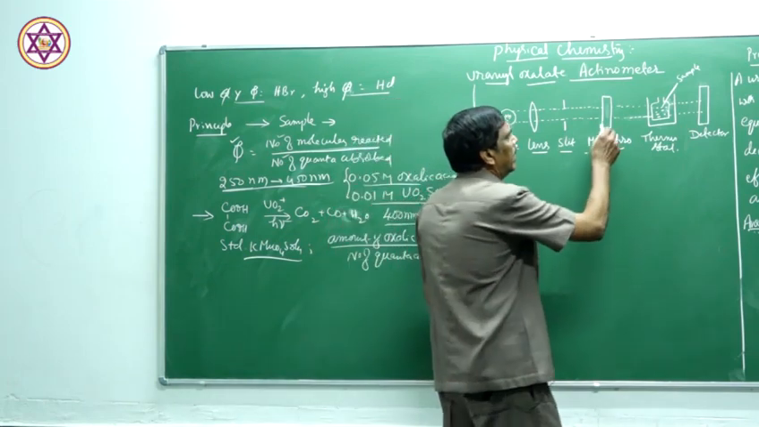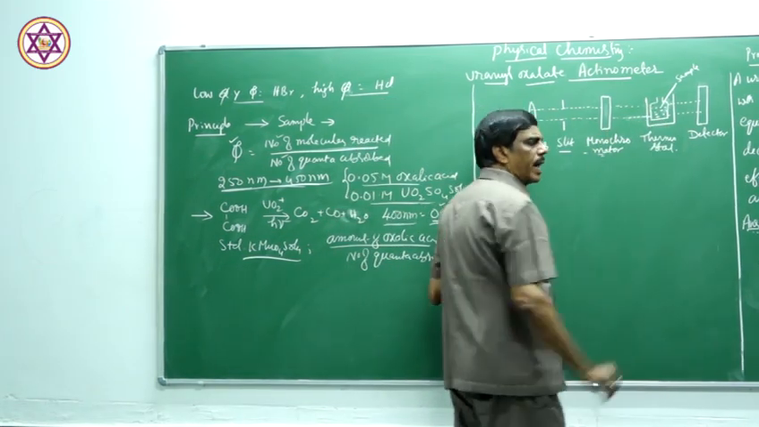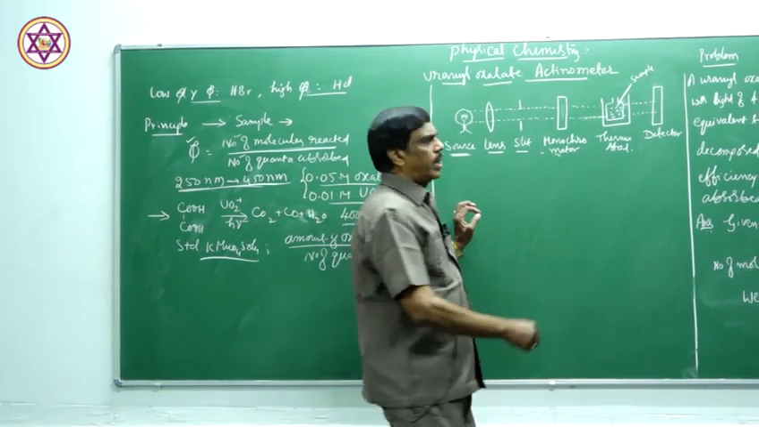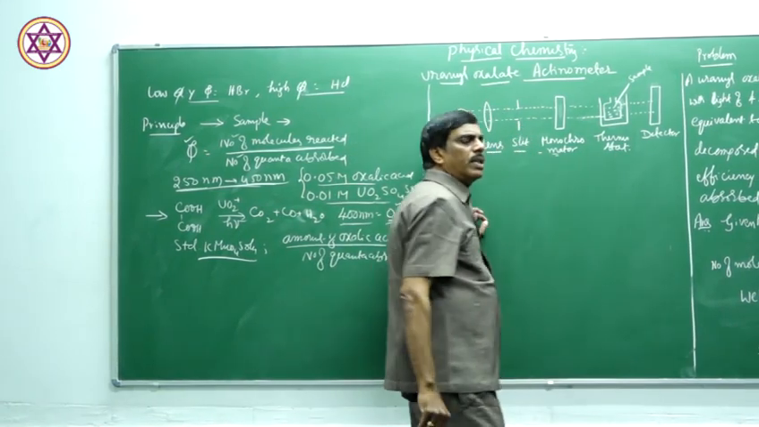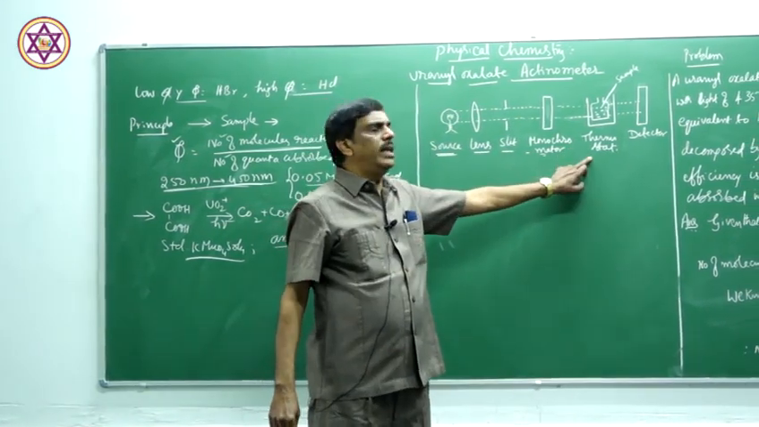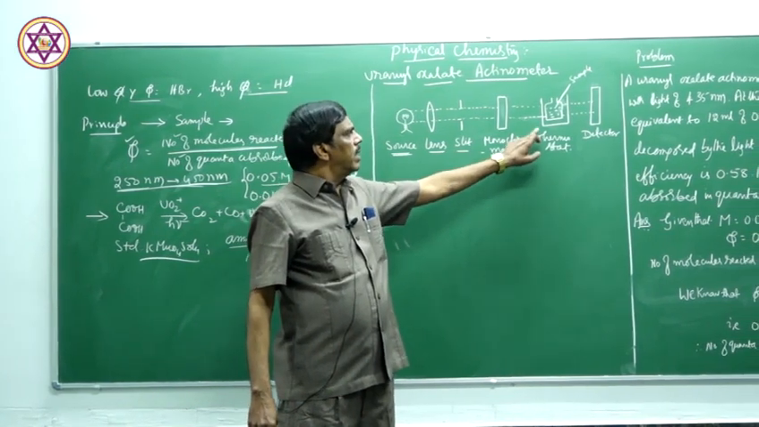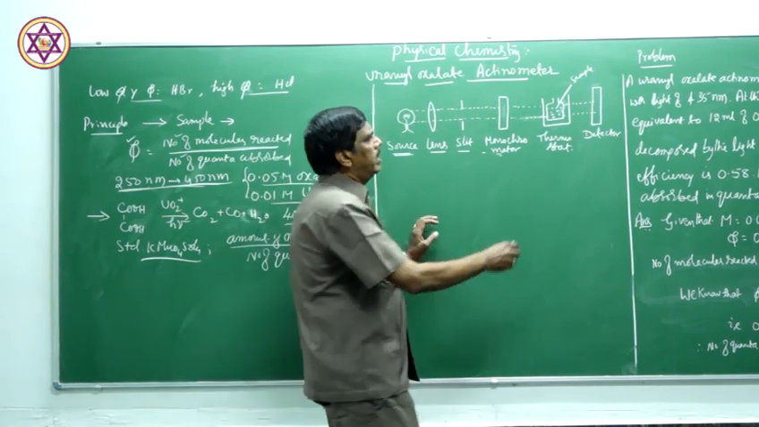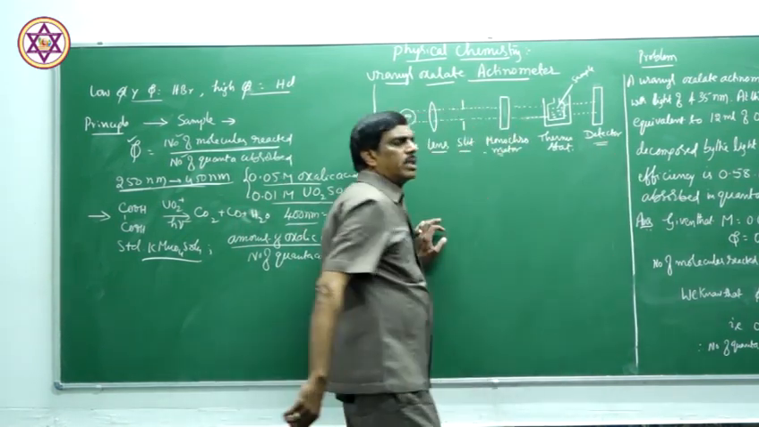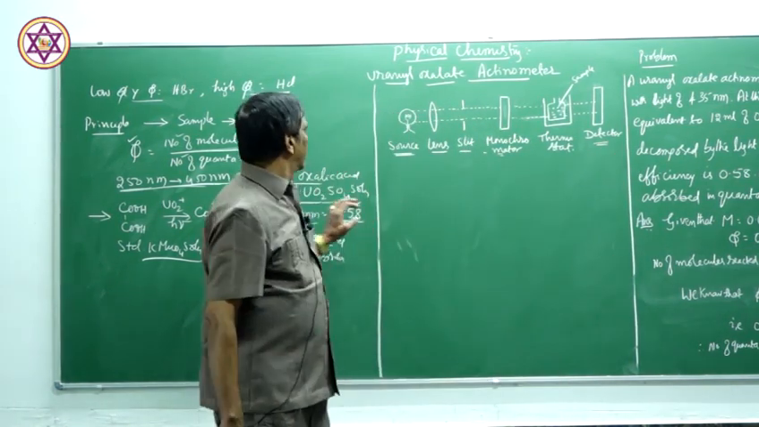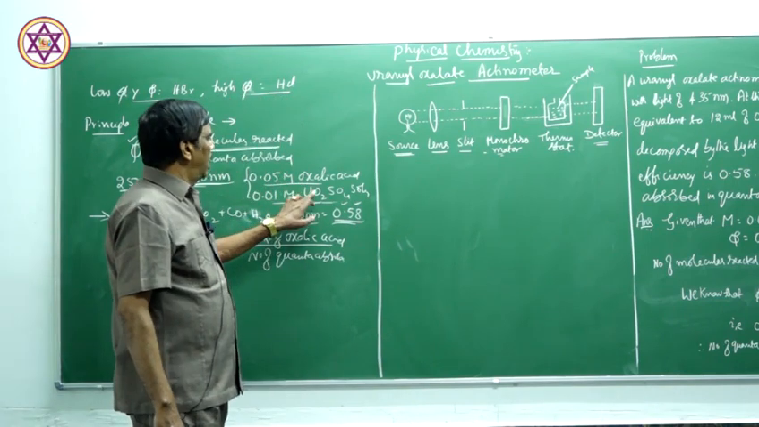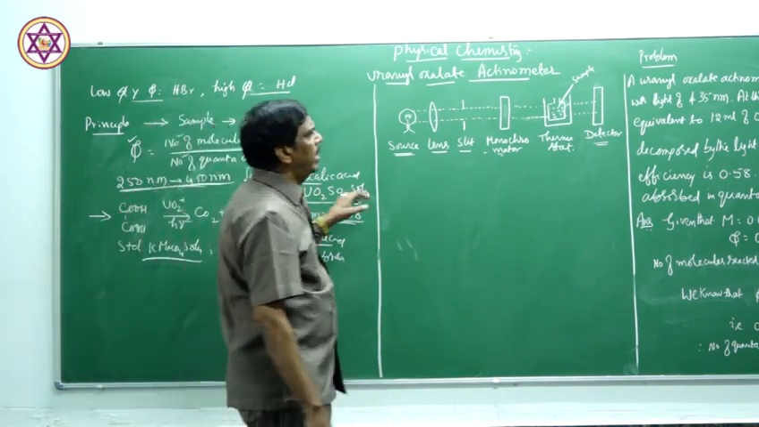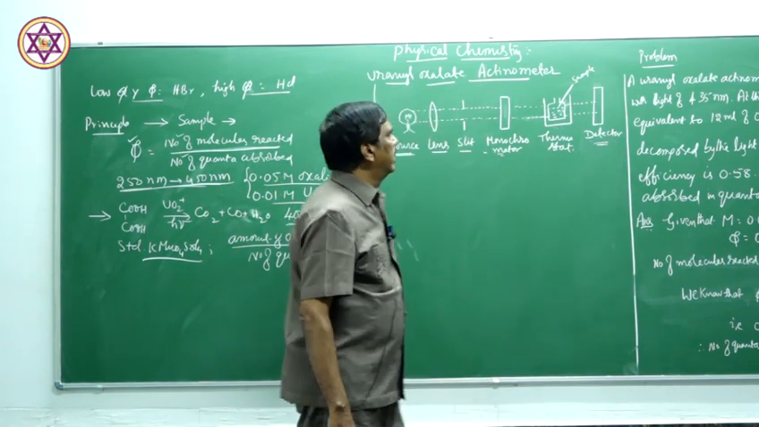This monochromatic light is passed through the reacting substance taken in a thermostat. The thermostat provides a constant temperature, so inside the thermostat we use the reacting substance. And this is the detector, which consists of standard oxalic acid solution and uranyl sulfate solution.